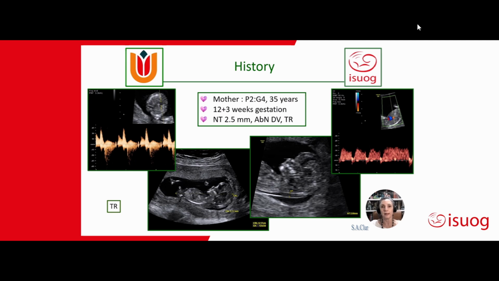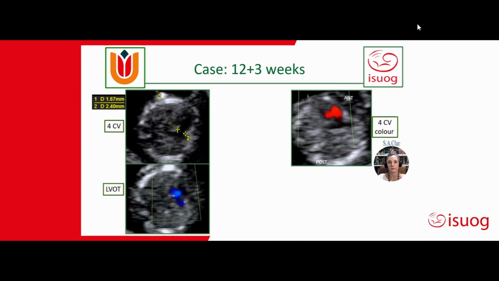The first case that I'd like to discuss with you is a 35-year-old lady that presented at 12 plus 3 weeks gestation. Her baby was found to have a nuchal translucency of 2.5 millimeters, abnormal ductus venosus flow with a reverse A wave, and tricuspid regurgitation. At that time, it was noted that there was a disproportion of the tricuspid and the mitral valve. The left ventricle appeared smaller and shorter, and the left ventricular outflow tract was difficult to visualize.